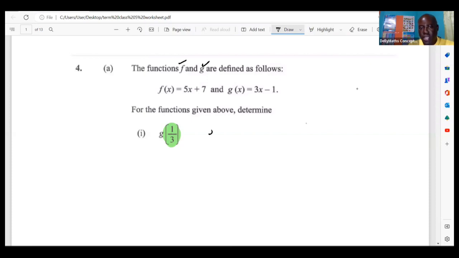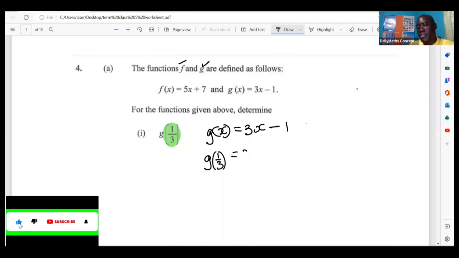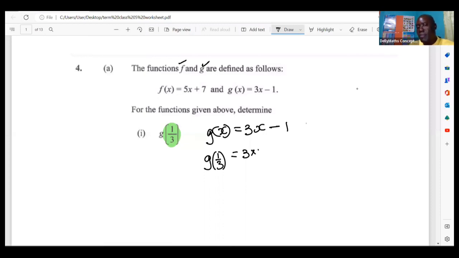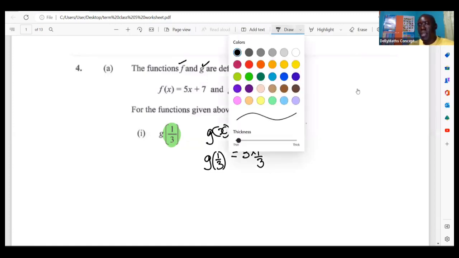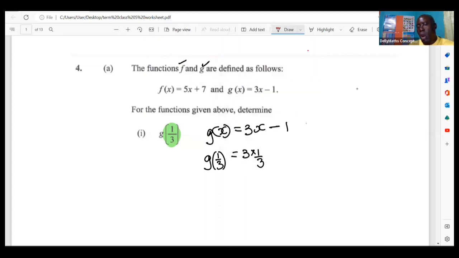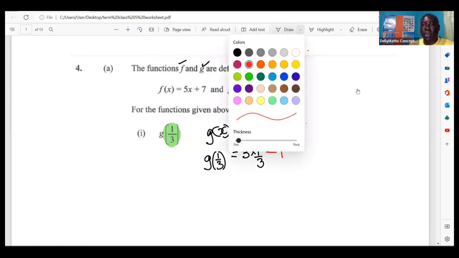Let's write what a g function is. g of x is 3x minus 1. We're supposed to be doing g of 1/3. So g of 1/3 is 3 times x, but now you're going to be putting 1/3 where the x is. So it's going to go times 1/3 because 3x means 3 times x, right? So let us use another color pen to put back what was there. There was a -1 at the back, right?